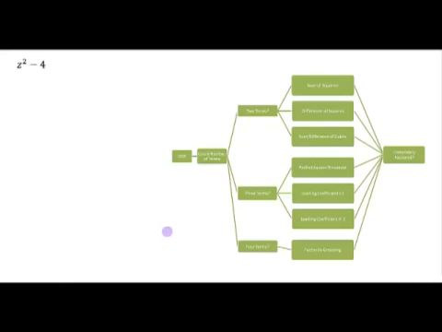z squared minus 4. The first step, take out a greatest common factor. We don't have one. So next we count the number of terms, and we have 2 terms. So with 2 terms, it could be a sum of squares. A sum would mean that we would have to have a positive.